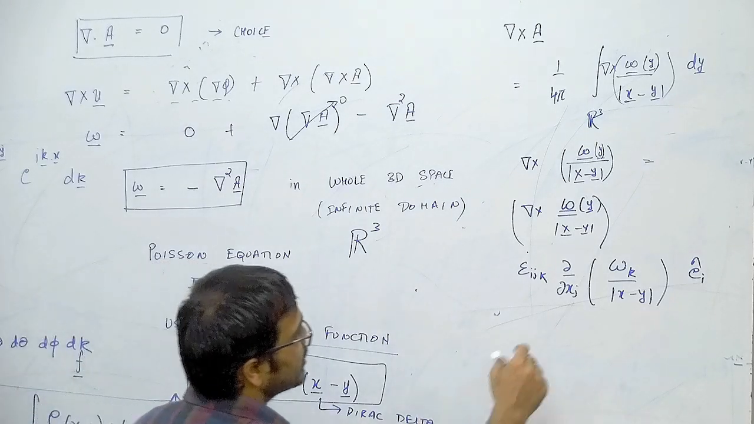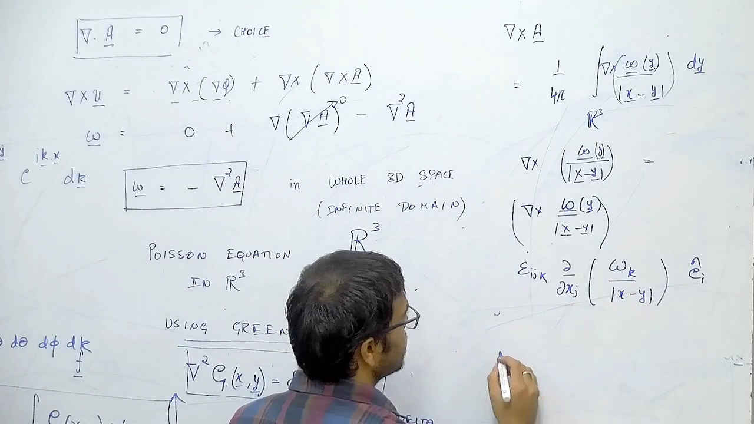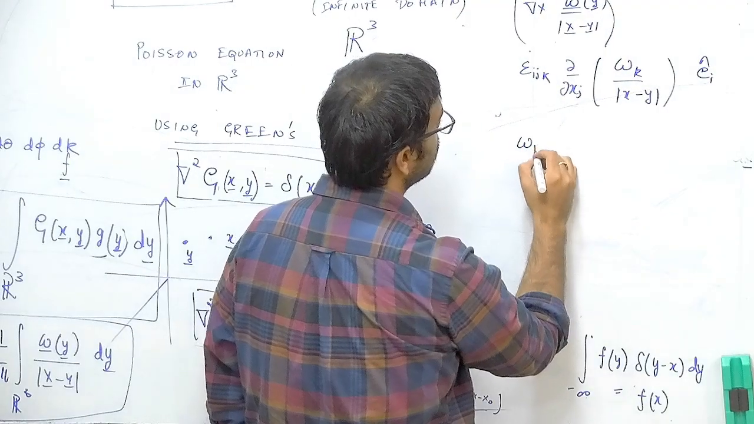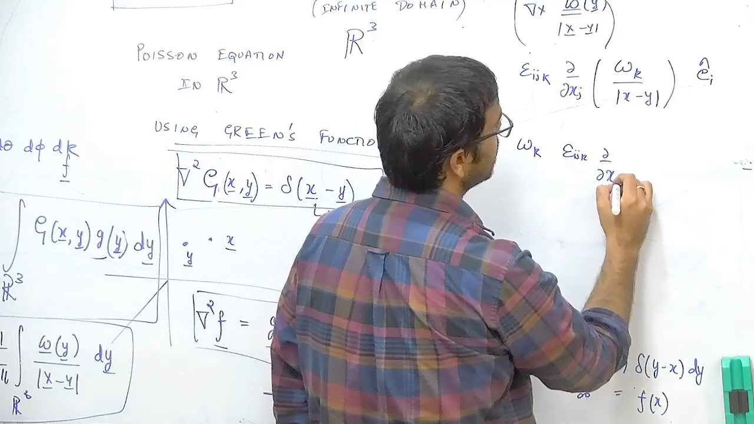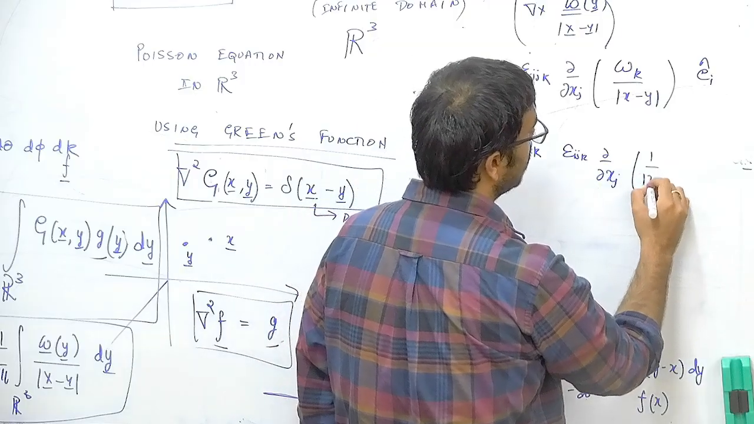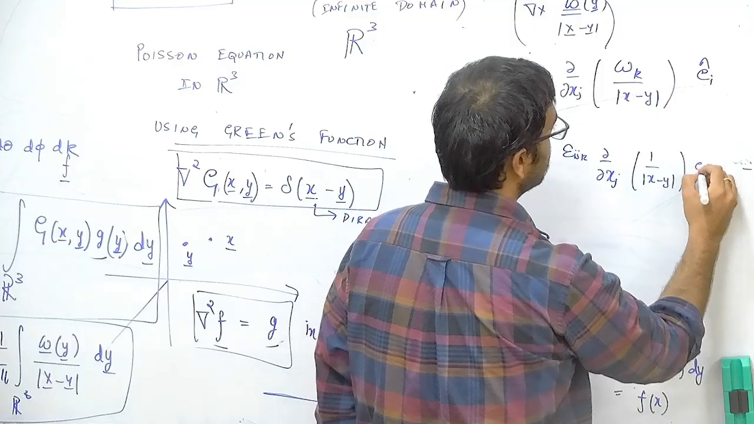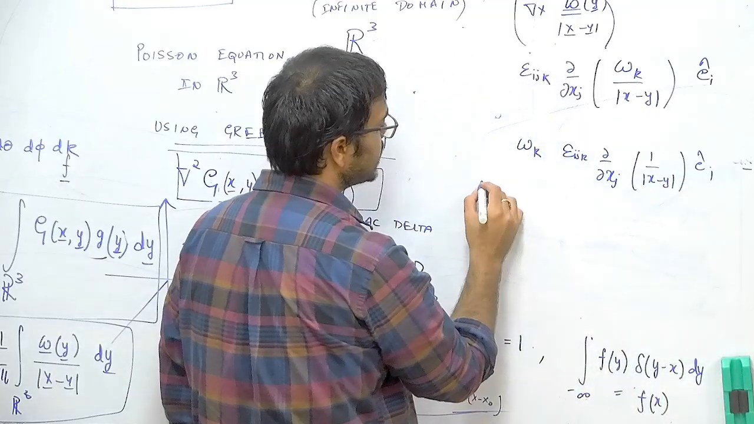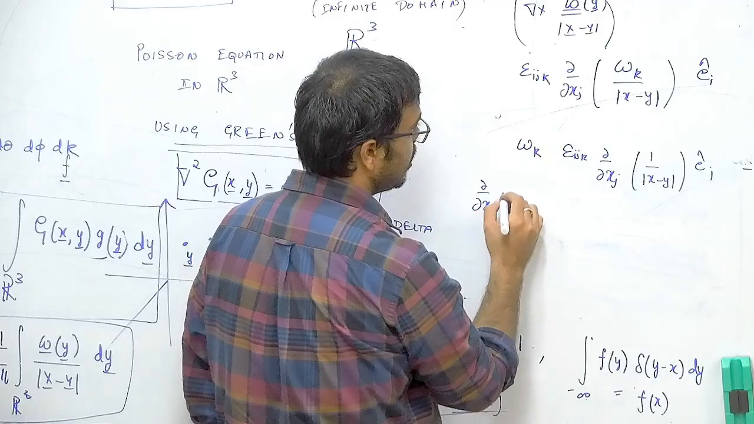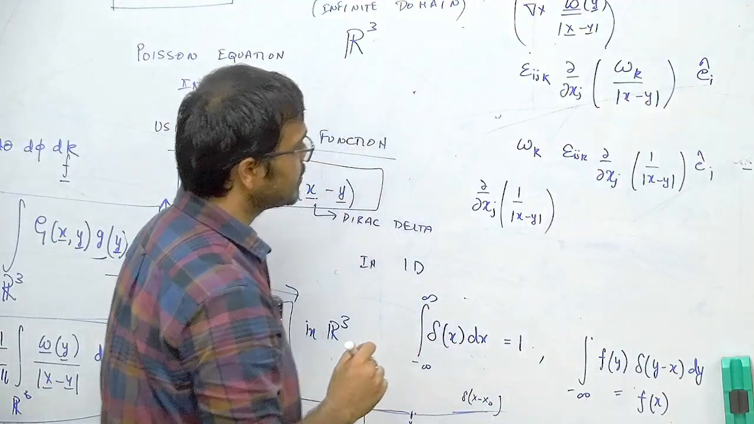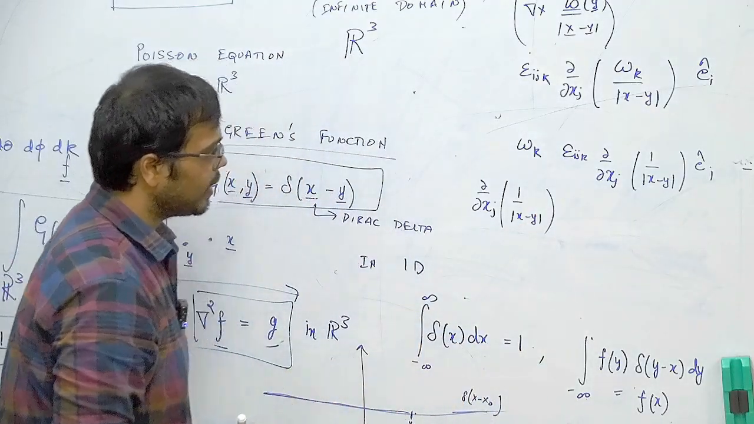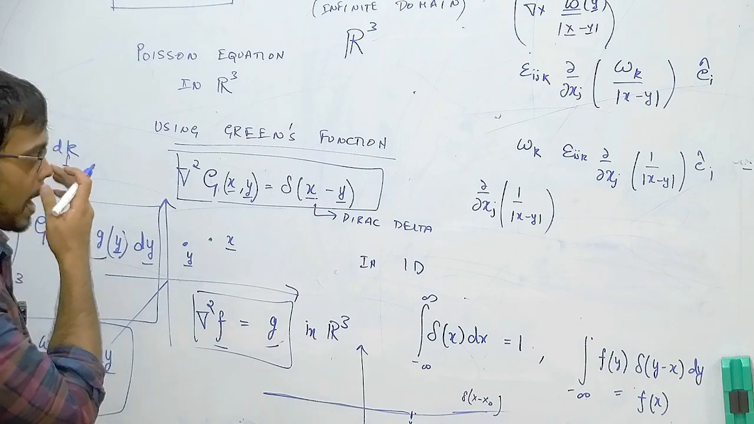How do we simplify this? Omega k is not a function of x, so we can bring it out. So you have omega k epsilon i j k del by del x j of 1 by mod x minus y, e hat i. How do we calculate del by del x j of 1 by mod x minus y?